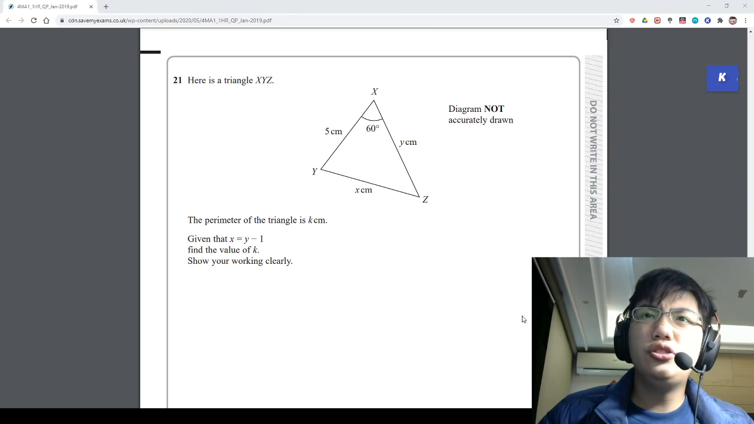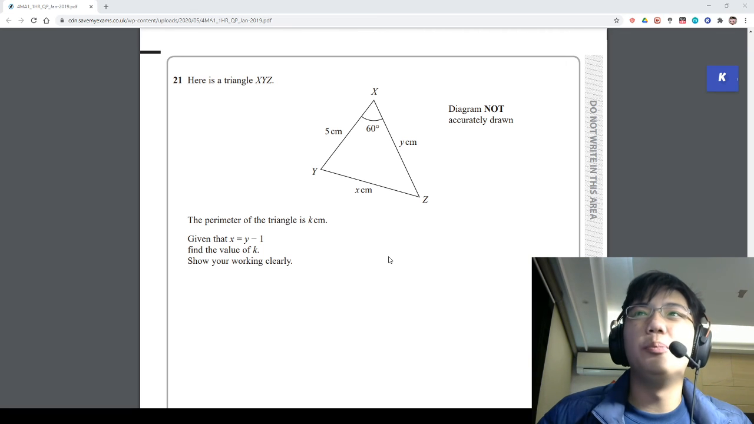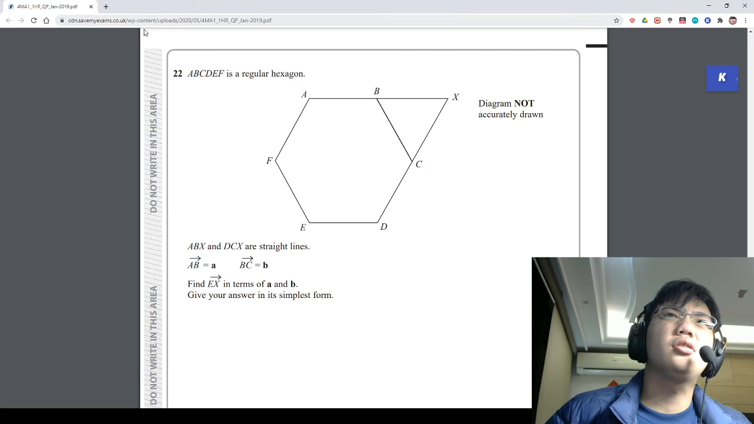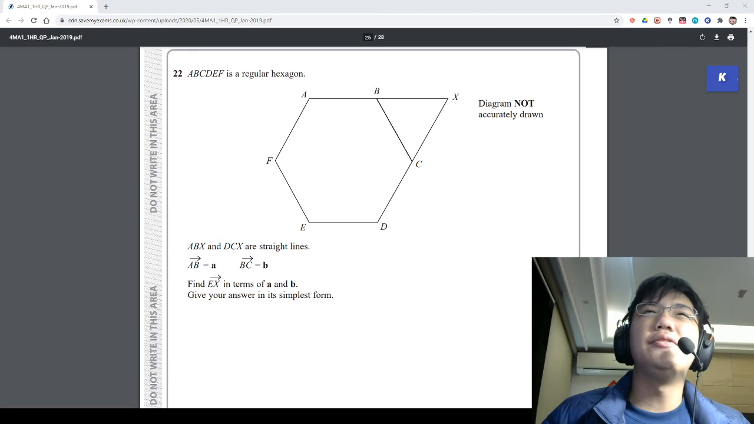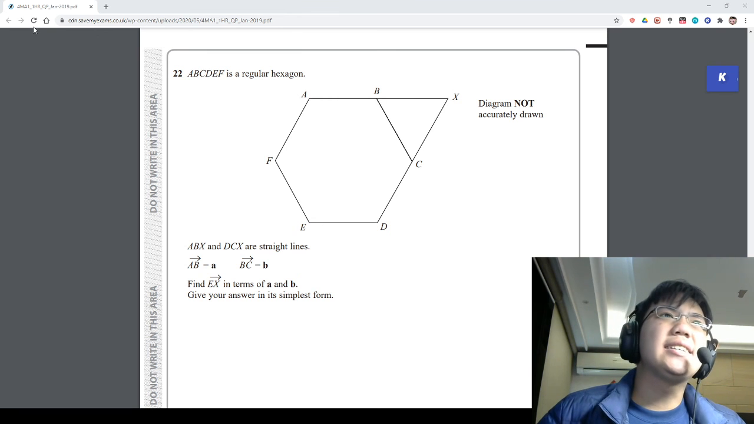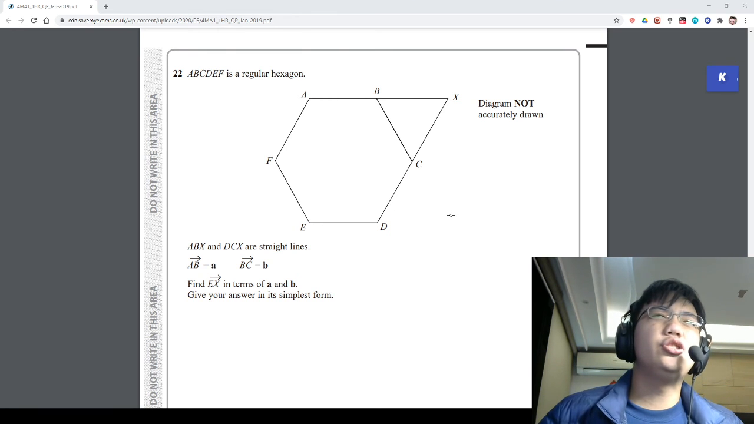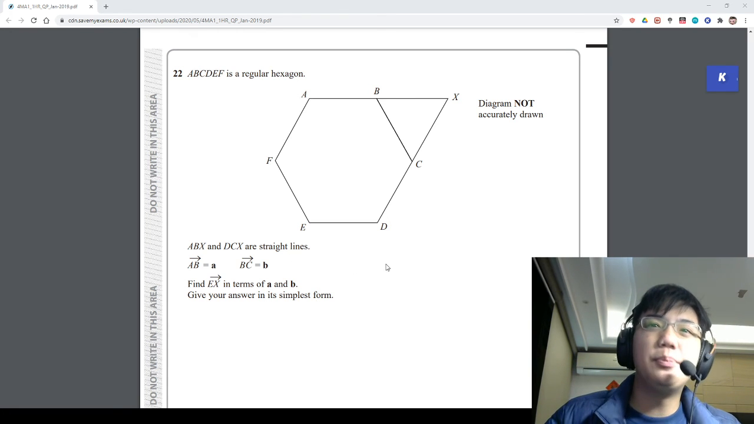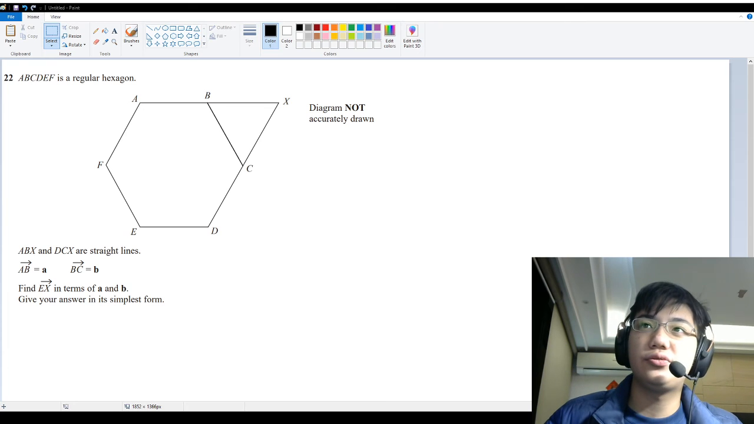Now, on to question 22, the penultimate question of this paper. ABCDEF is a regular hexagon. ABX and DCX are straight lines, and the vector A to B and the vector B to C can be written as a and b respectively. We have to find the vector E to X in terms of a and b. Give your answer in the simplest form possible.